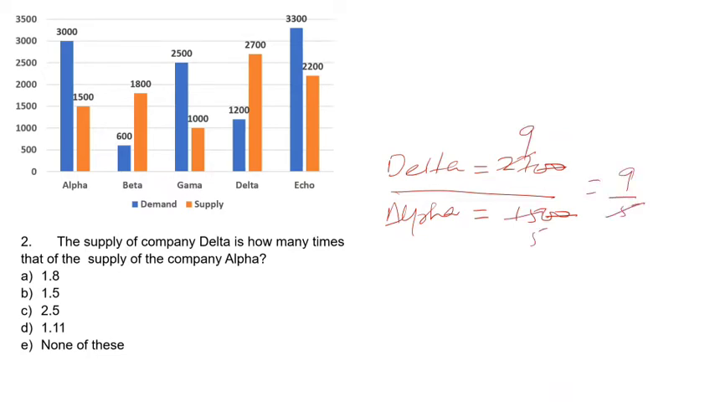When you cut this 9 by 5, 1 5s are 5, remaining 4. So 4 you can say 8 times. So 1.8 is the answer. So our required answer is 1.8 times. So accordingly you can mark the correct answer as 1.8. Very, very important. Please note it. Let us go to the next question.